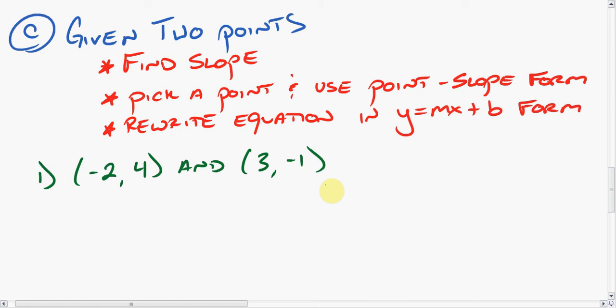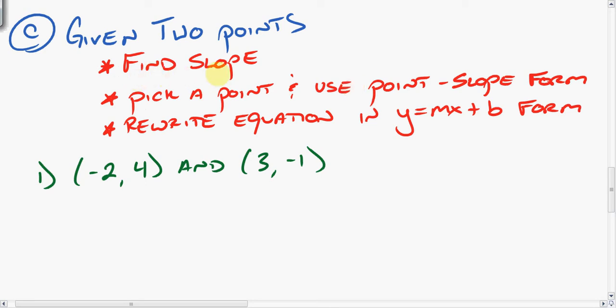This is section 2.4, part 3, where we are still writing equations. This time we're going to write an equation when we're given 2 points. And I've got 3 different pieces of information down here that are important when you're given 2 points.